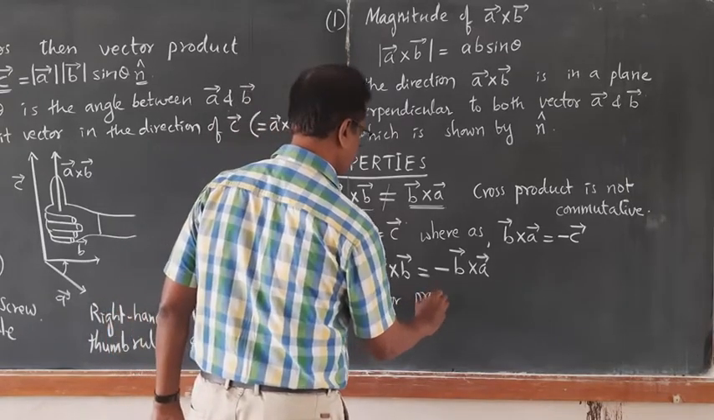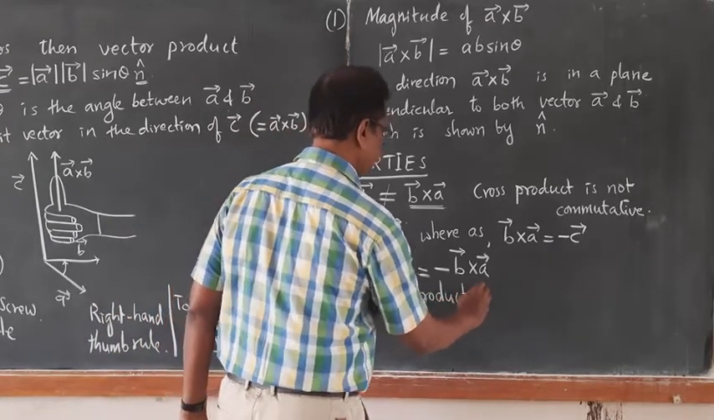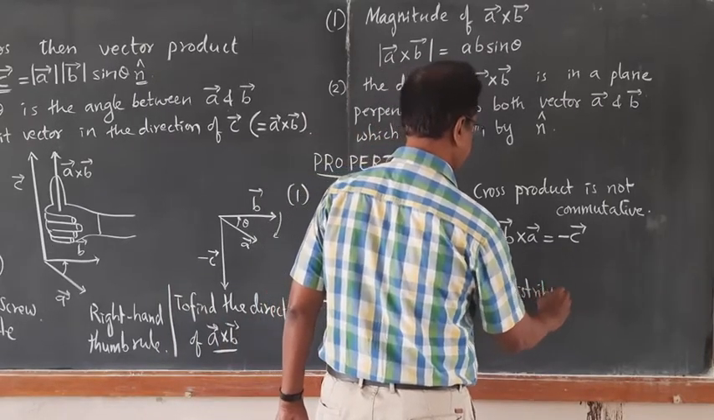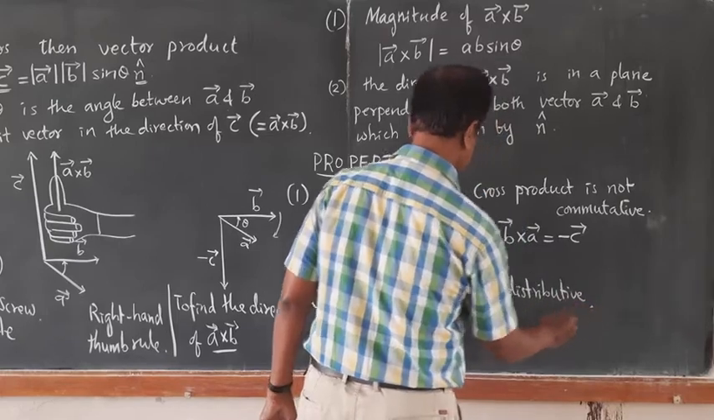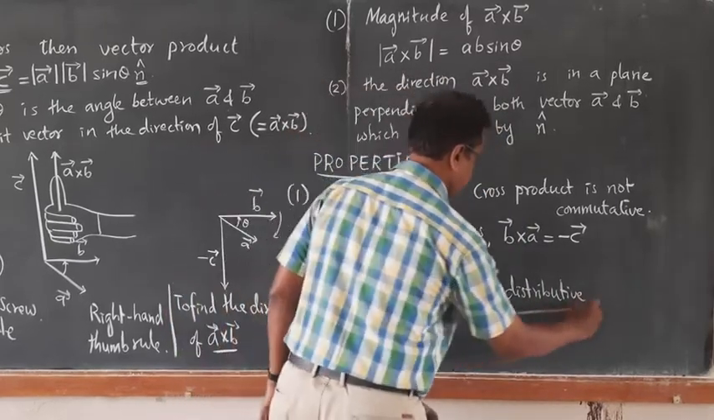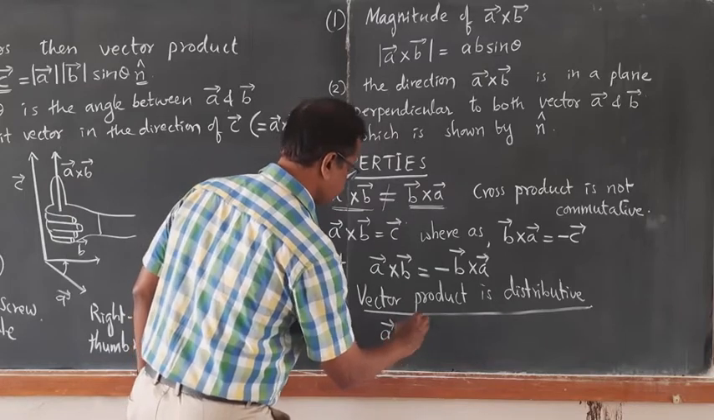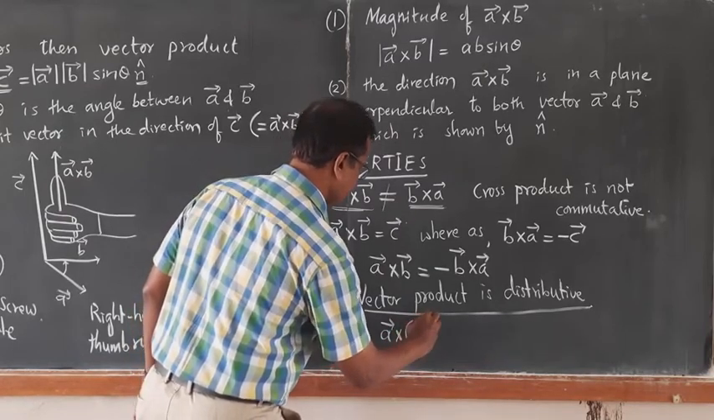Vector product is distributive with respect to vector addition. What does it mean? A cross (B plus C).